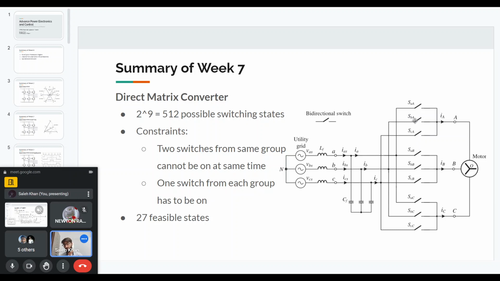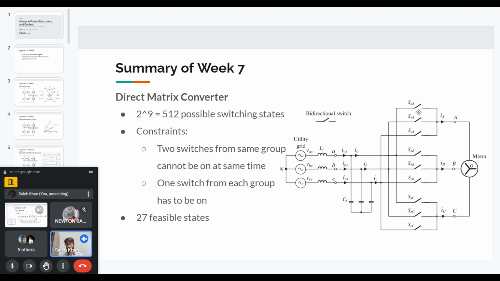And then similarly, we'll have three options in the B group and three options in the C group. So we'll get a total of three times three times three, that's 27 options in total. So we have 27 feasible states in this kind of converter.